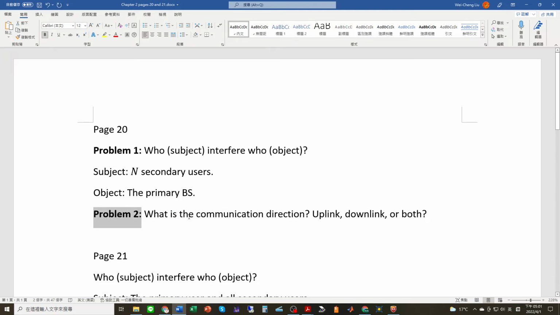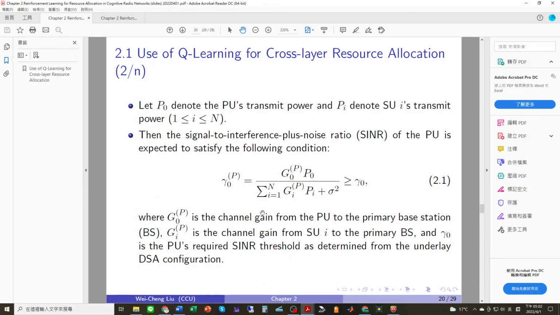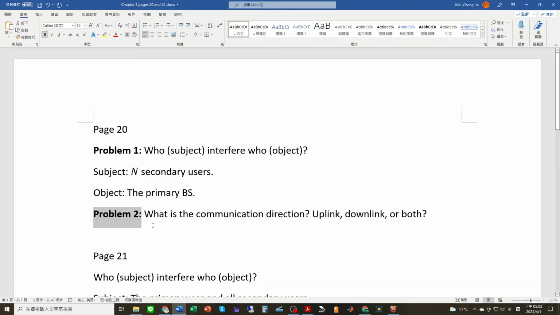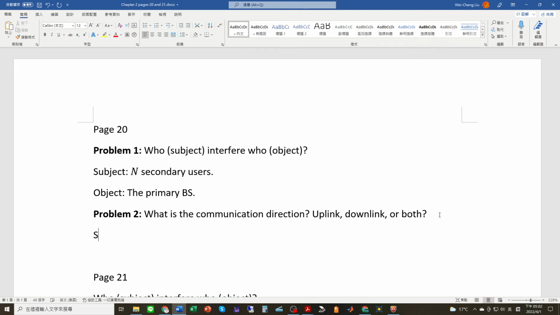Okay, so what is the communication direction? Uplink, downlink, or both? Let us see the figure, the slides. Let us go to figure 2.1 again. Because the transmitter is the primary user and the receiver is the primary base station, the direction of the communication is uplink. So we know that the solution is uplink.